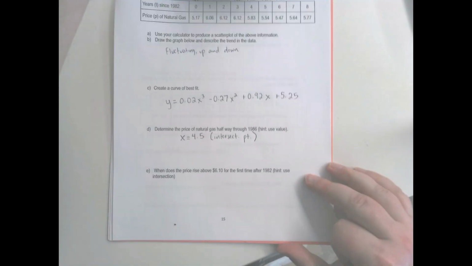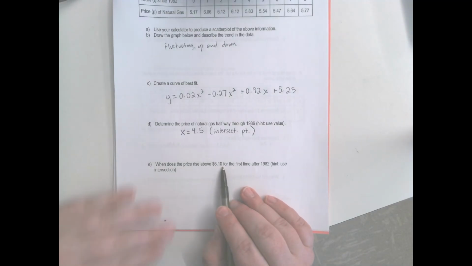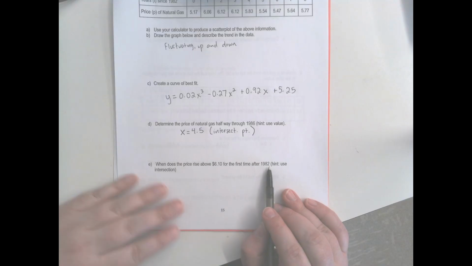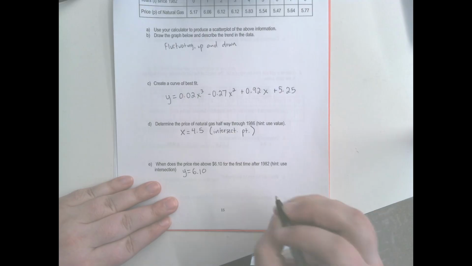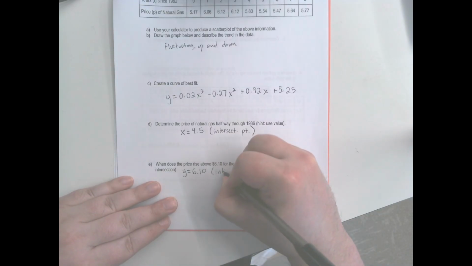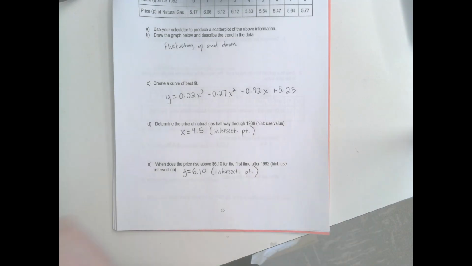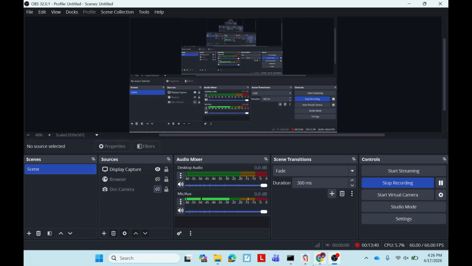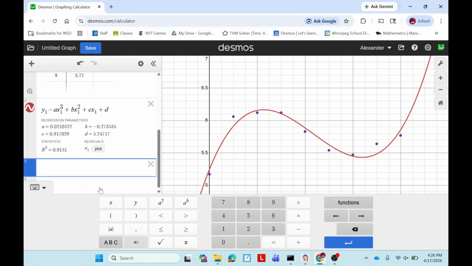All right, and then in part E, it says, when does the price rise above 6.10 for the first time after 1982? So we're going to plug in y equals 6.10, and we're going to find the first intersection point. Okay, so let's do those two things. So one more time, we are going back to Desmos. Let's put that equation here. The first one was x is equal to 4.5, and we're just going to click on that intersection point.